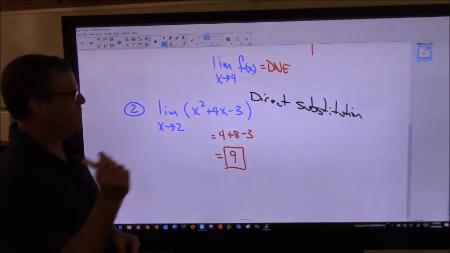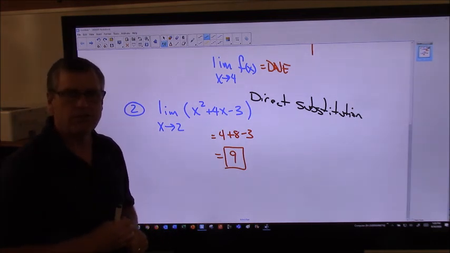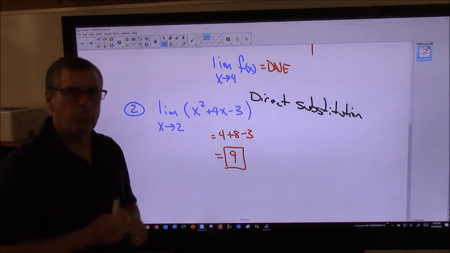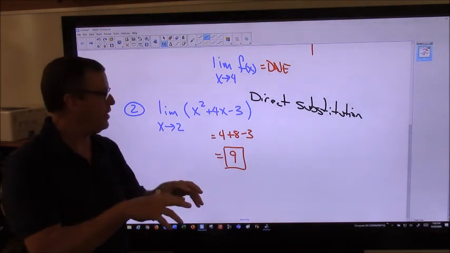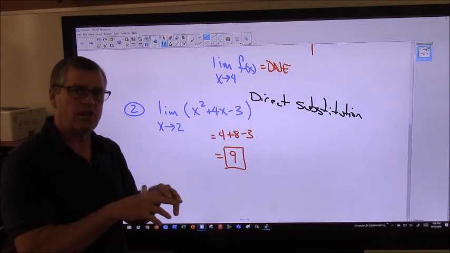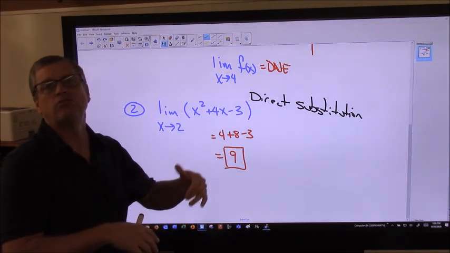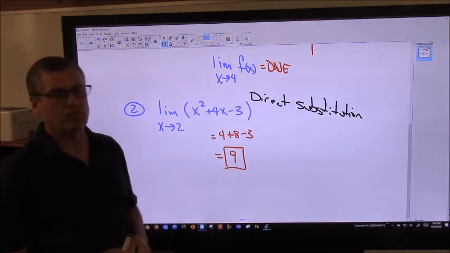And if I can just plug a number straight in there and get an answer, then I want to do that. Most of the stuff we did yesterday, if you plugged the number straight in, you got 0 in the denominator, and it's undefined, which means you can't do direct substitution.